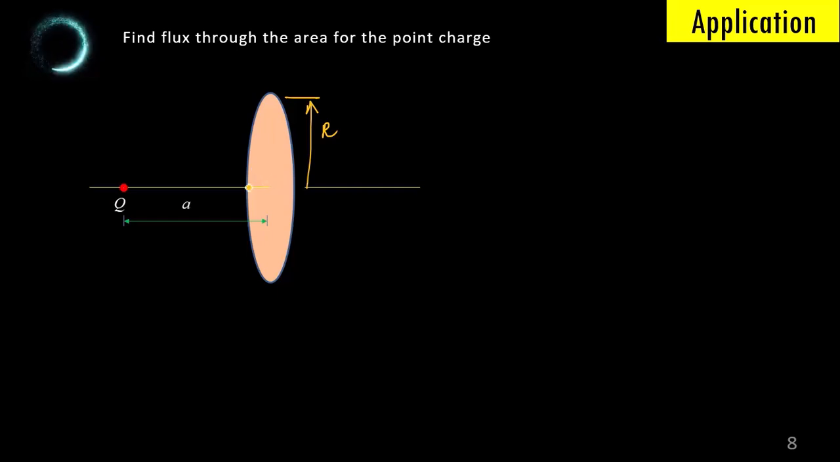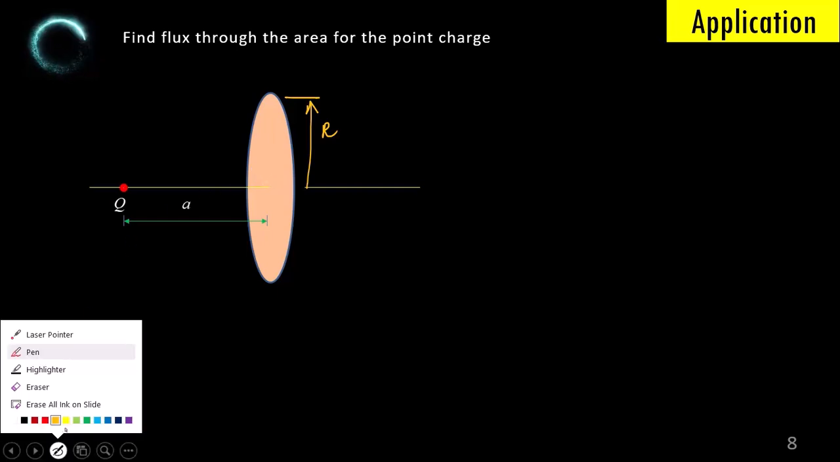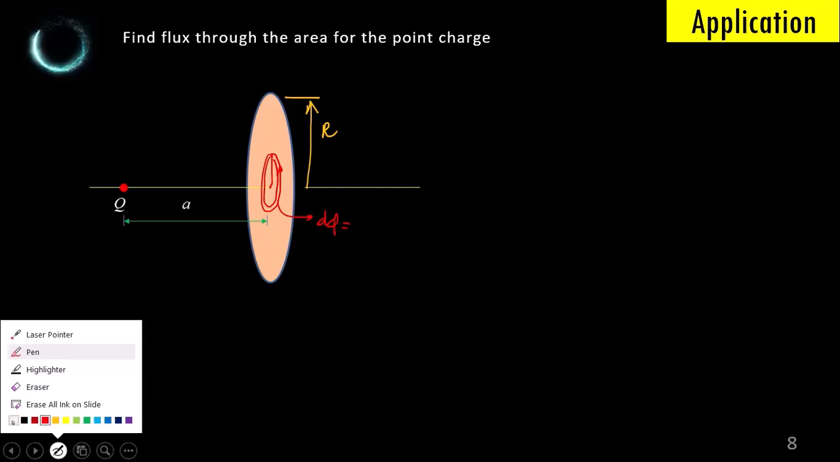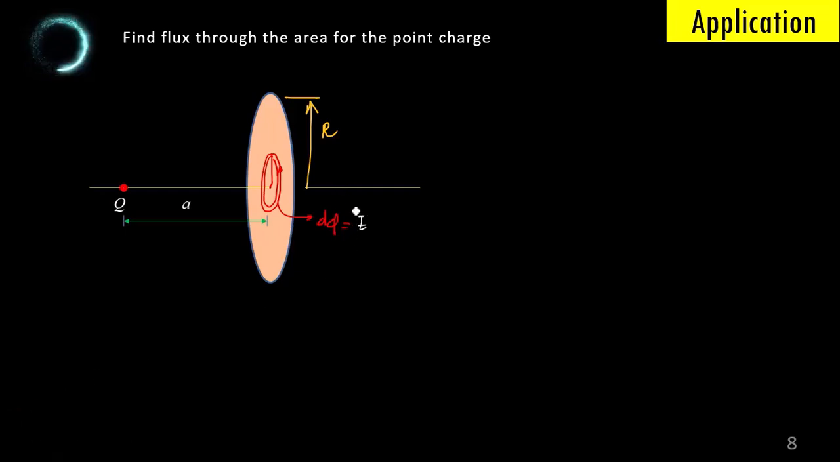If I have to do this by the method of integration, then I have to take a small element at a distance of small r, a circular ring-like element this way. For this ring element, I have to calculate d phi. What is d phi? That should be equal to E dot dA, the E vector dot the dA vector. Now what is the electric field at this point? Because of the point charge, the electric field will be in this direction. This is the E vector.